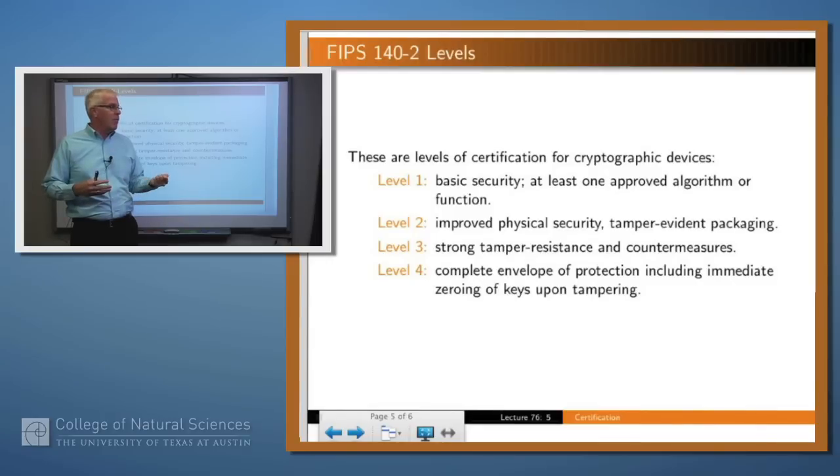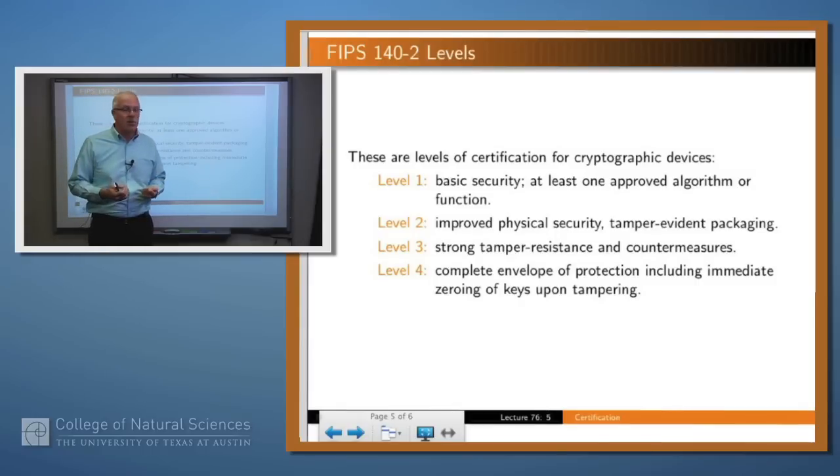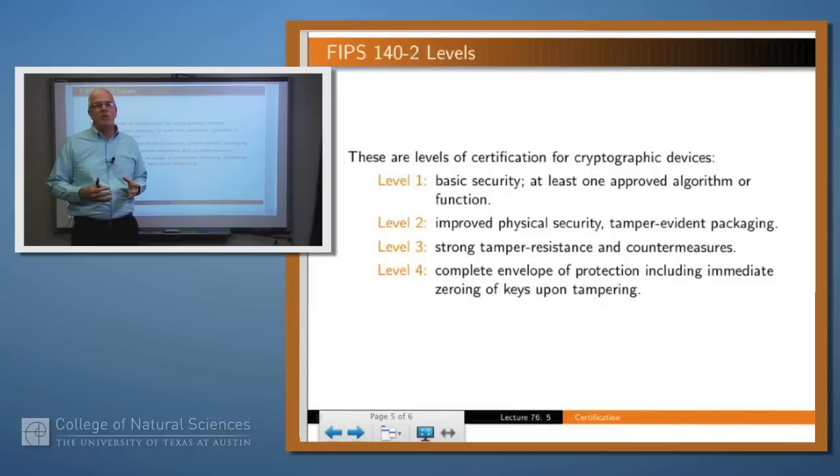So what are these levels? Well, level one is basic security. Just use at least one approved algorithm. Level two, you have some improved physical security, including tamper-evident packaging, so that if somebody has tried to break into your crypto box, you can at least see that that's happened. Level three is very strong tamper resistance and countermeasures, just more of the same. And then level four is you have a complete envelope of protection.